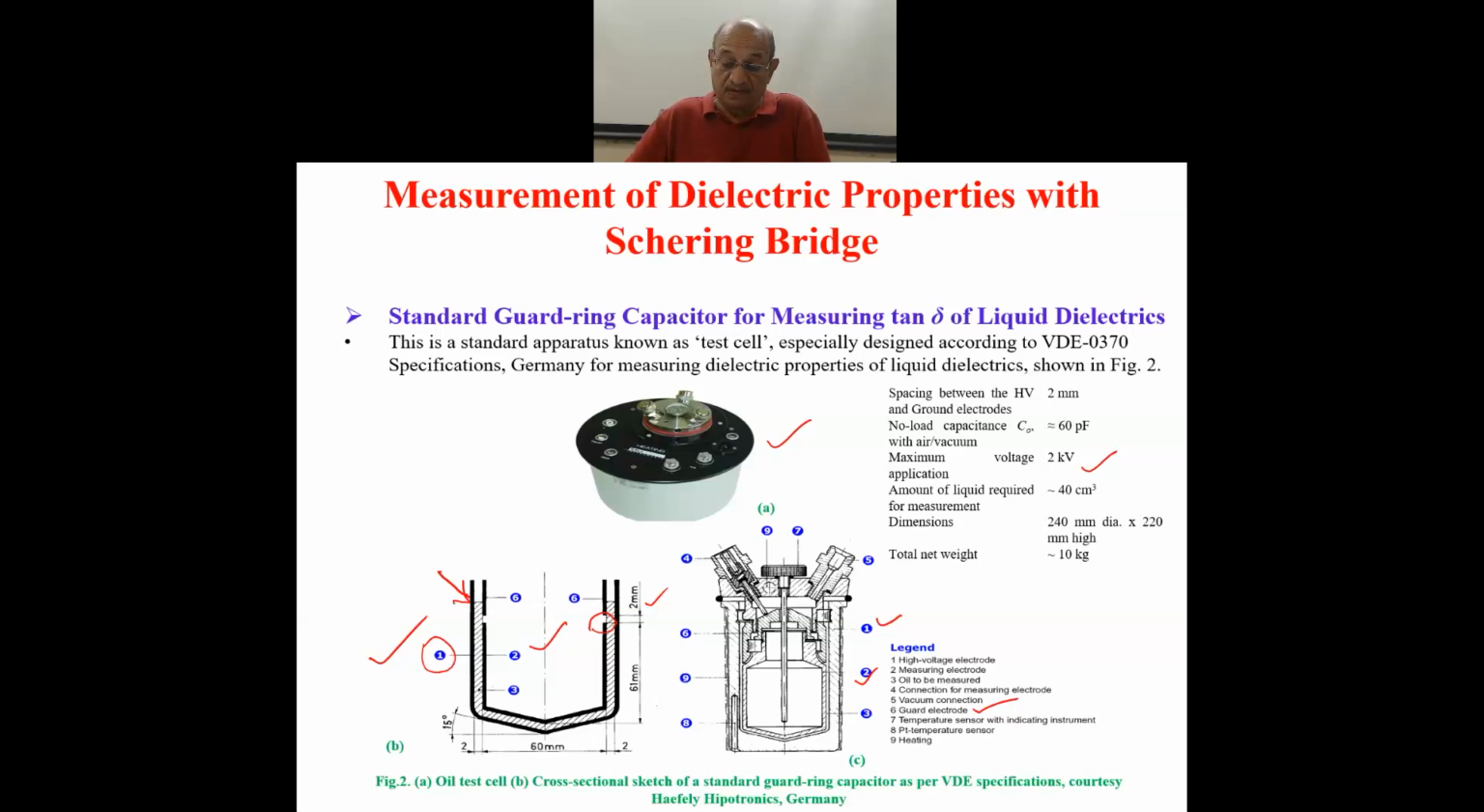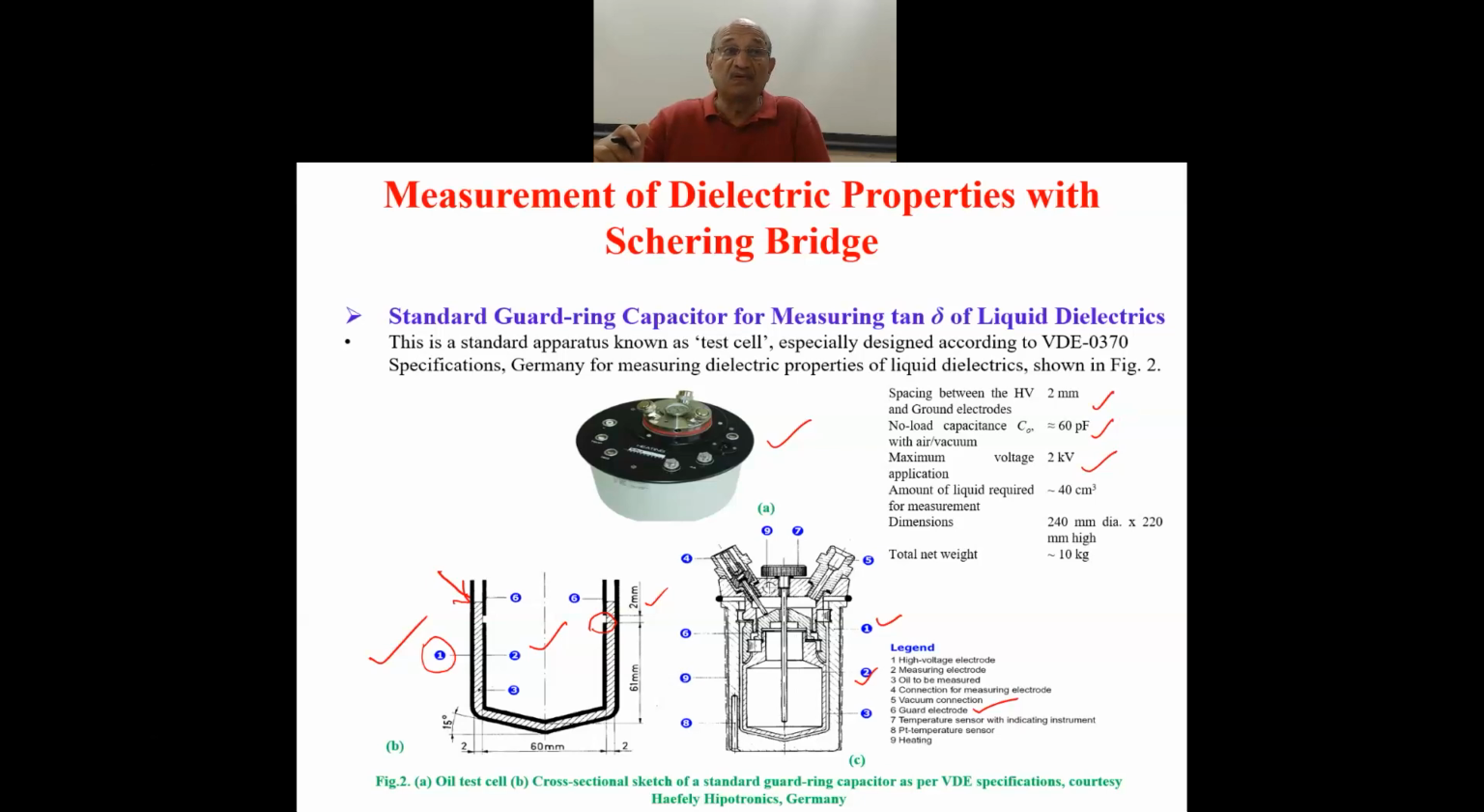When you change the temperature of the oil, you know the tan delta changes, the relative permittivity changes. So you may like to measure the parameters of the oil at different voltage, or different field intensity applied between the electrodes, because you can convert it into kV per millimeter, because it is a uniform field, and so the gap distance is 2 millimeter. The no load capacitance, that is what I was talking about, is 60 picofarad.